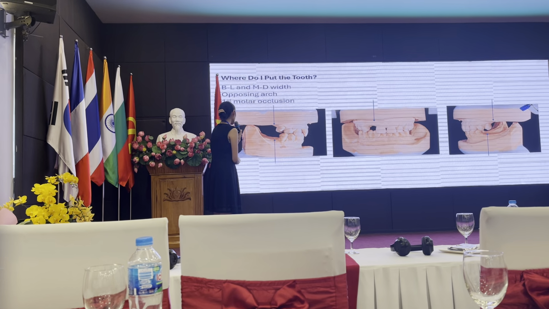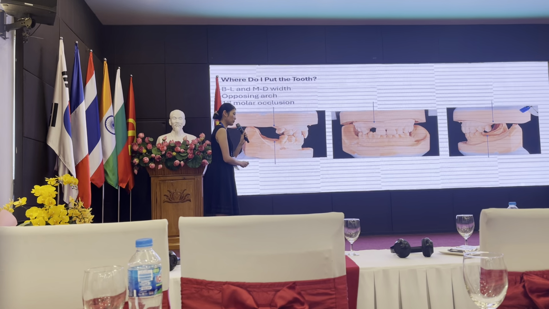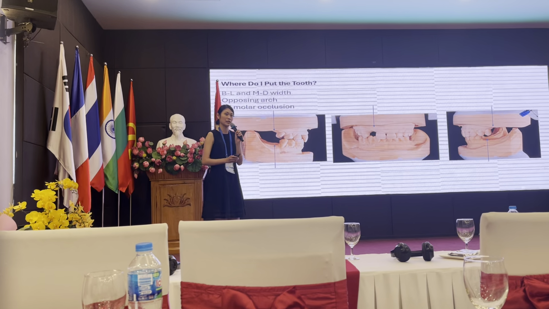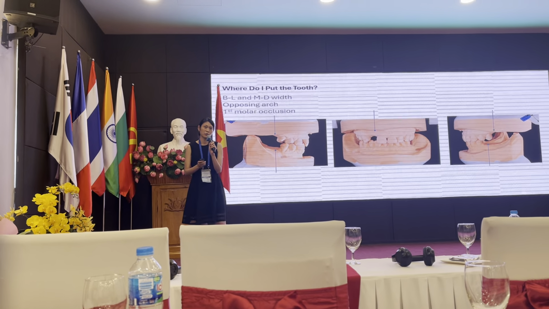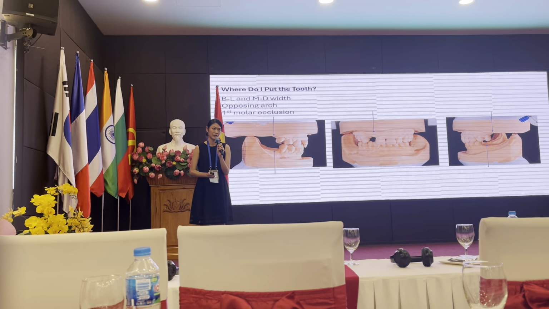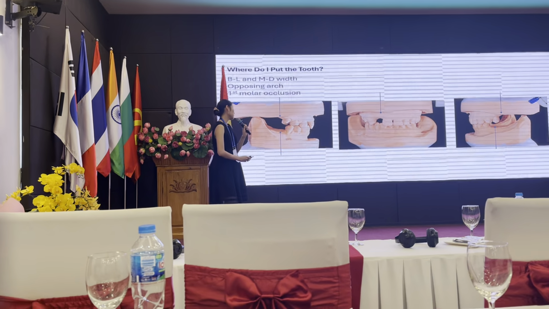We have to design an occlusion with cusp to fossa contacts with the posterior teeth. We have to consider the position of the teeth and the relationship of the two arches, and the position of the incisors to ensure aesthetics. And if you want to place a premolar size implant, the size would be around 7 mm. So you can do a rough estimate based on that.